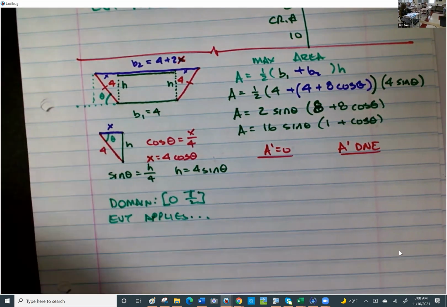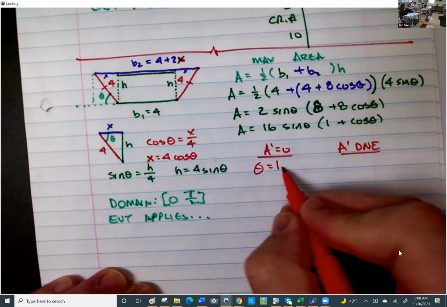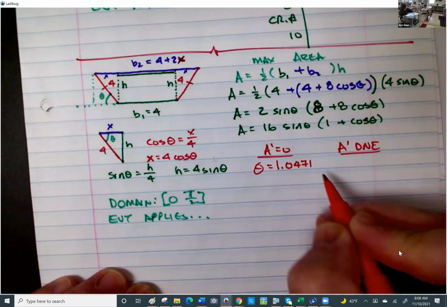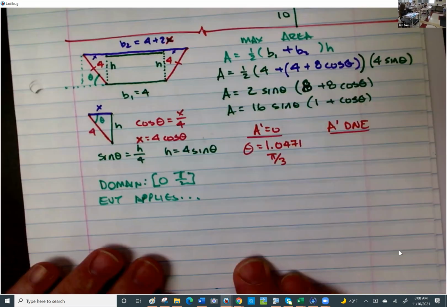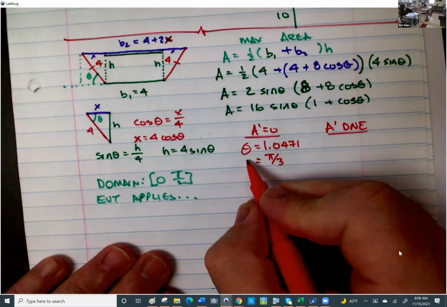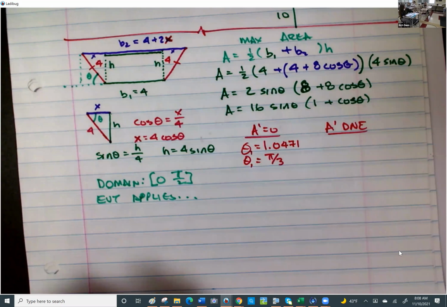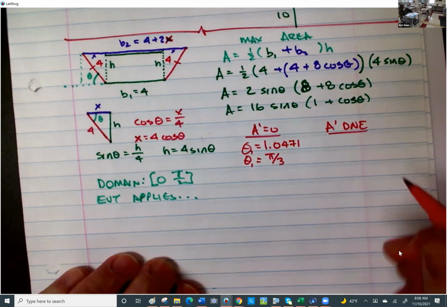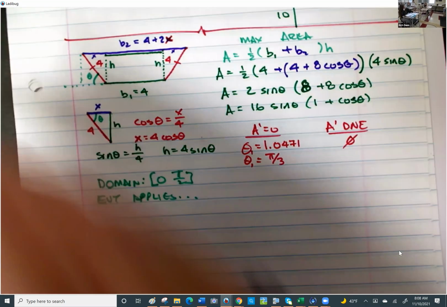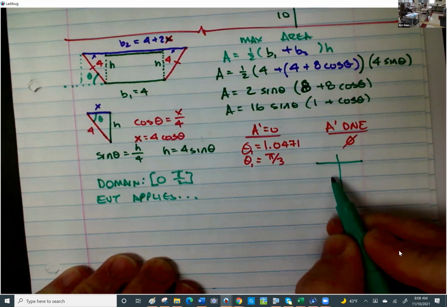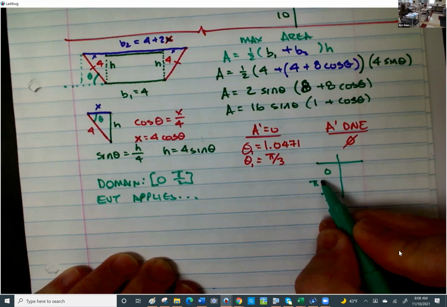And when I did put this in the calculator, I got a theta of 1.0471, which actually is 1/3 of pi if you would have done the calculation another way. So these two are the same values. I'll call it theta 1, just so it doesn't look like there's 2 of those. And there is no does not exist. Now we're ready to do our EBT table. We're going to put 0, 1/2 of pi, and our 1/3 of pi.